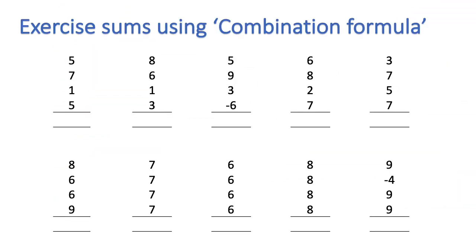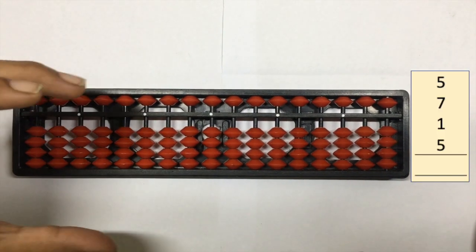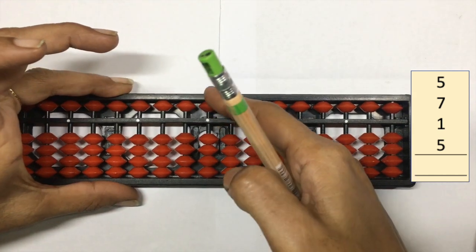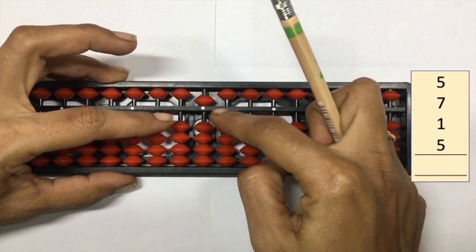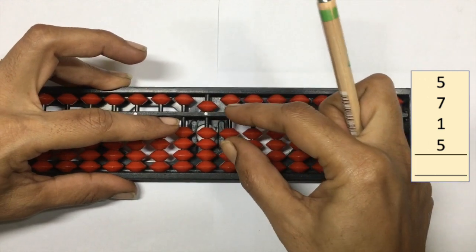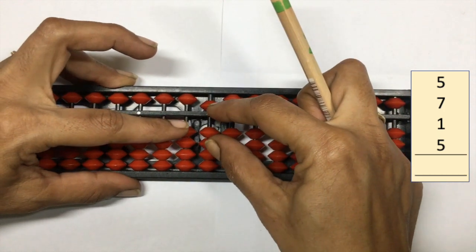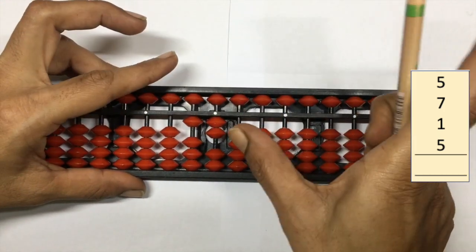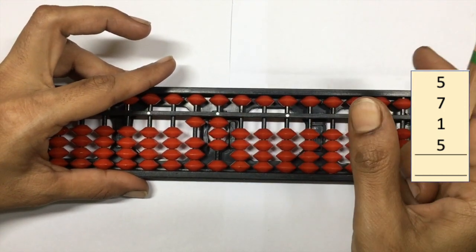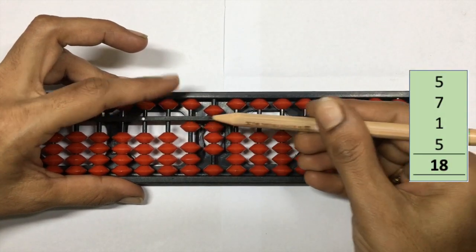Now we are going to see some sums using the combination method. First sum, 5. To add 7, minus 3 plus 10 is not possible. So we should use the combination method, that is plus 2 minus 5 plus 10. 1, directly we can add 1. 5, directly we can add 5. Answer is 18.